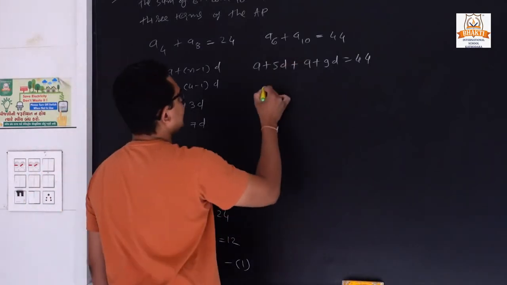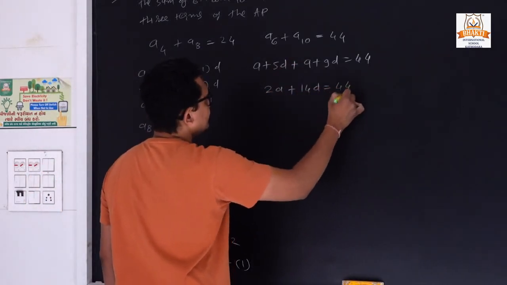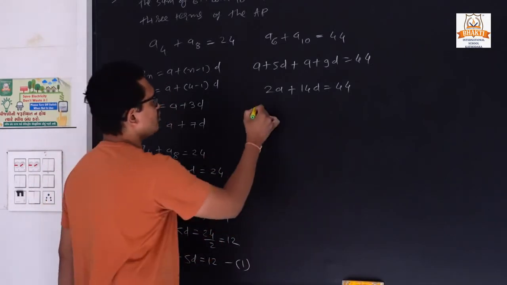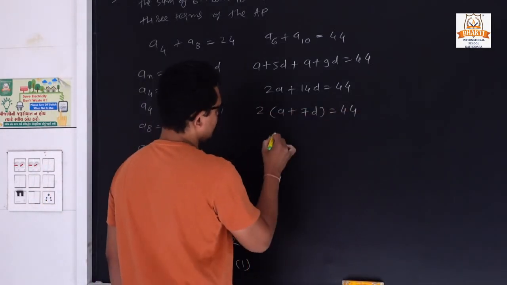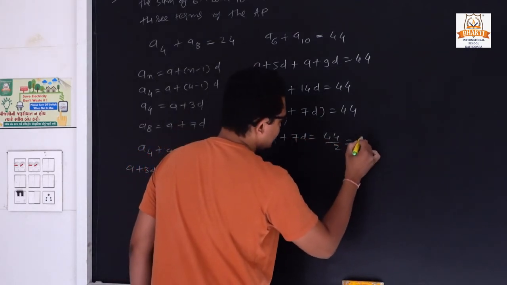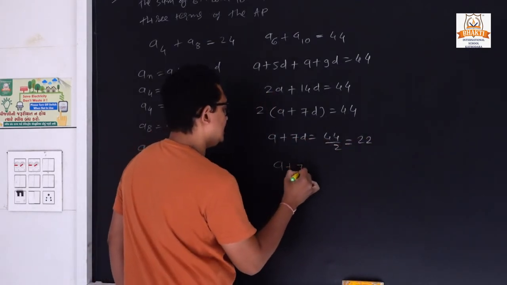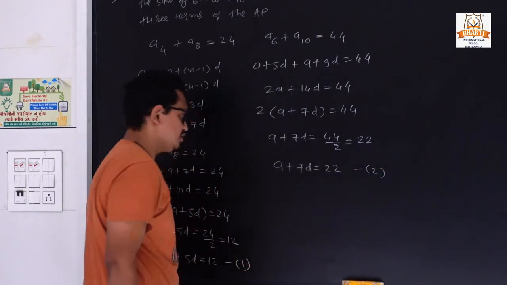So a plus a is 2a, 9d plus 5d it is 14d. Once again we can take 2 as common. So a plus 7d is equal to 44 divided by 2. So it is 22. So a plus 7d is equal to 22. We can declare it as result number 2.